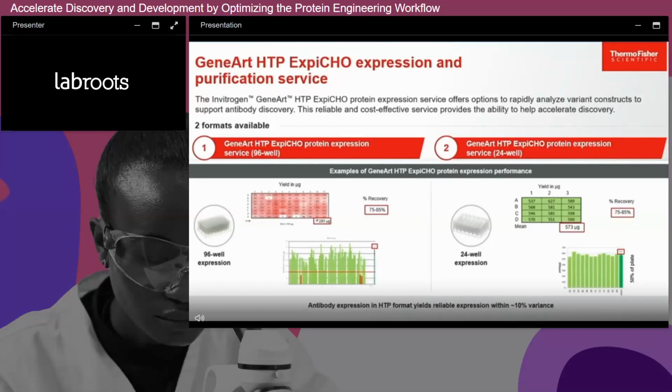Those two pictures also highlight two different features of the service. On the left side, you see different antibodies and replicates of those antibodies. And on the right side, you see the same antibody producing replicates. It should give you an idea of the consistency of the productivity.